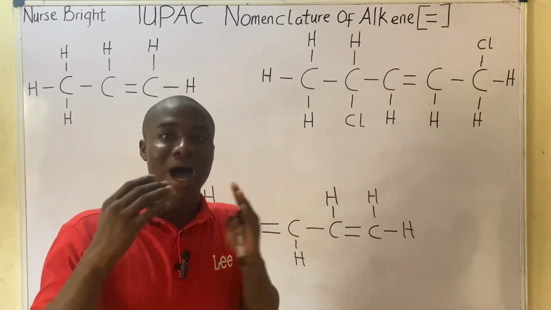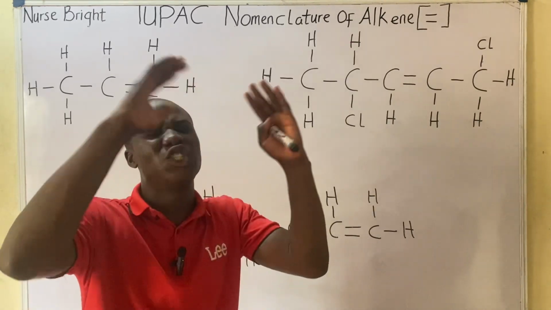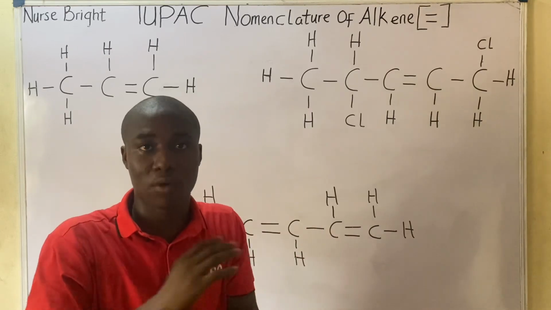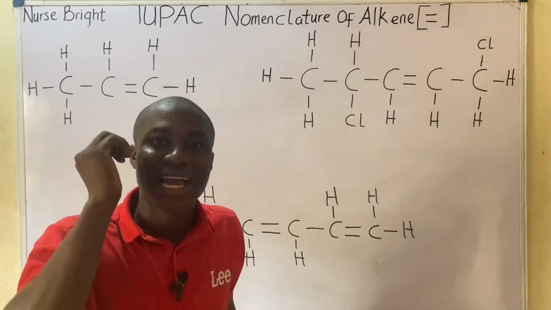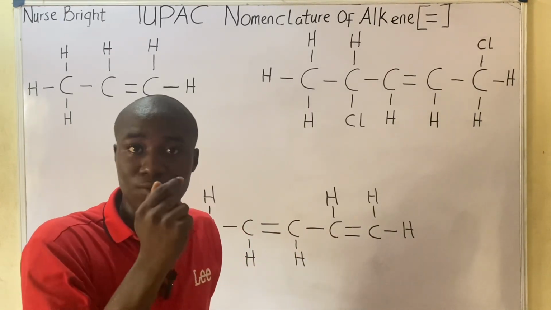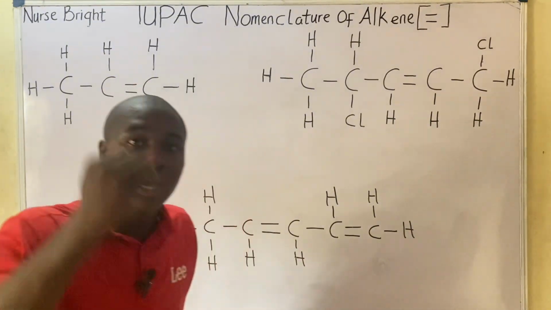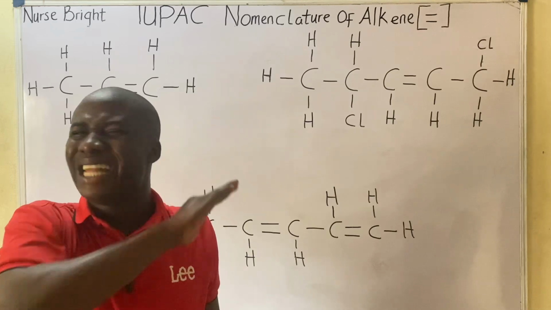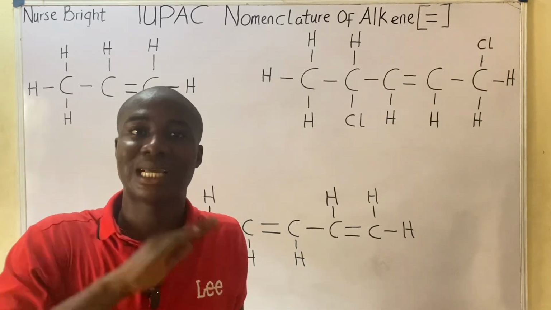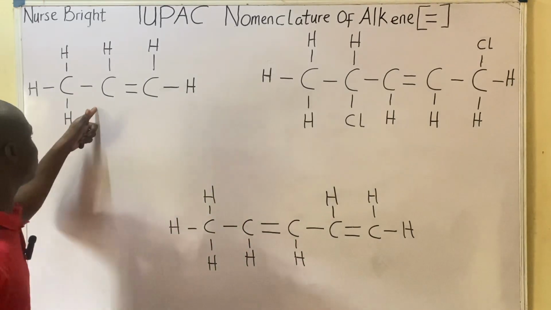And I also have another video lesson that explains the general IUPAC nomenclature of organic compounds. But let's get specifically into this video, which is how to name alkenes. So in this video, we'll be naming strictly compounds that are alkenes. So let's get into the first practice question.